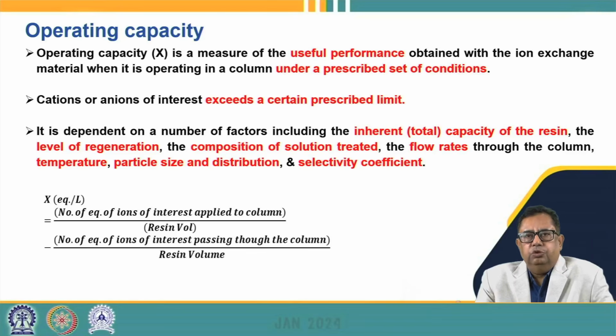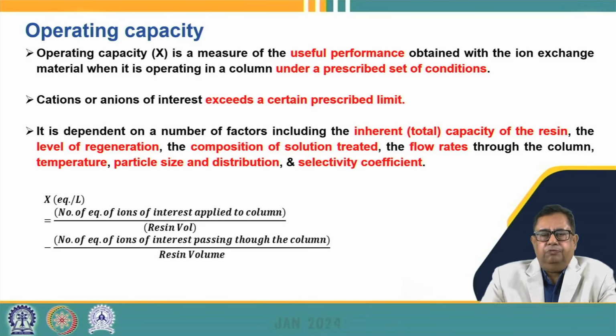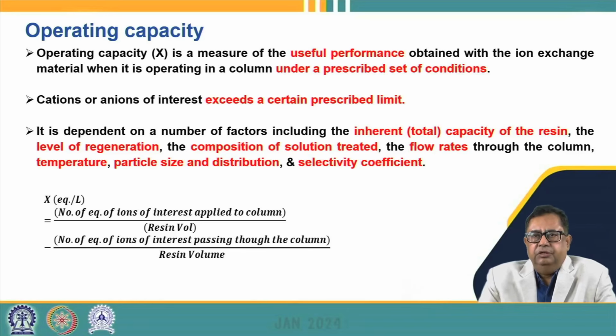So this means that though the resin may not have reached its total capacity, because the concentration of the targeted cations or anions has exceeded a certain limit, we have to stop the operation, and that defines the operating capacity of that resin for that particular type of ion. It will depend upon a number of factors. For example, it will depend upon the total capacity of the resins.